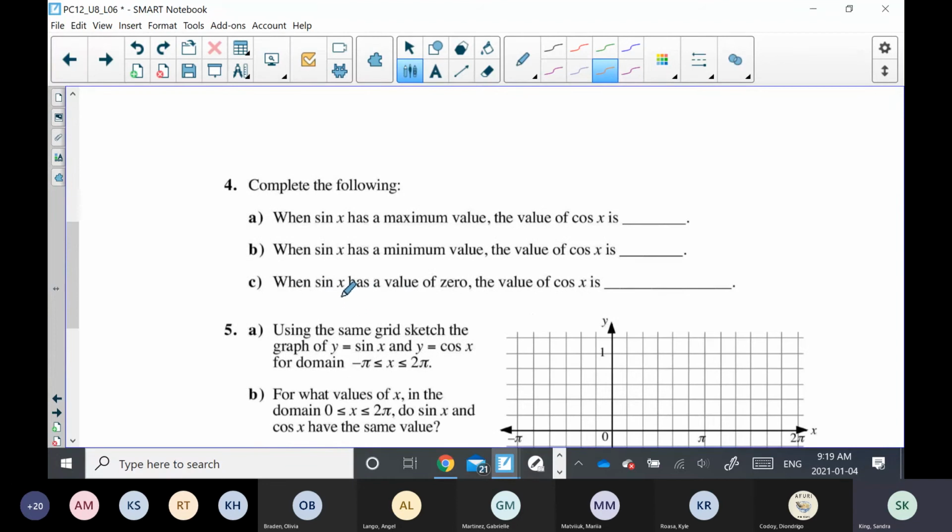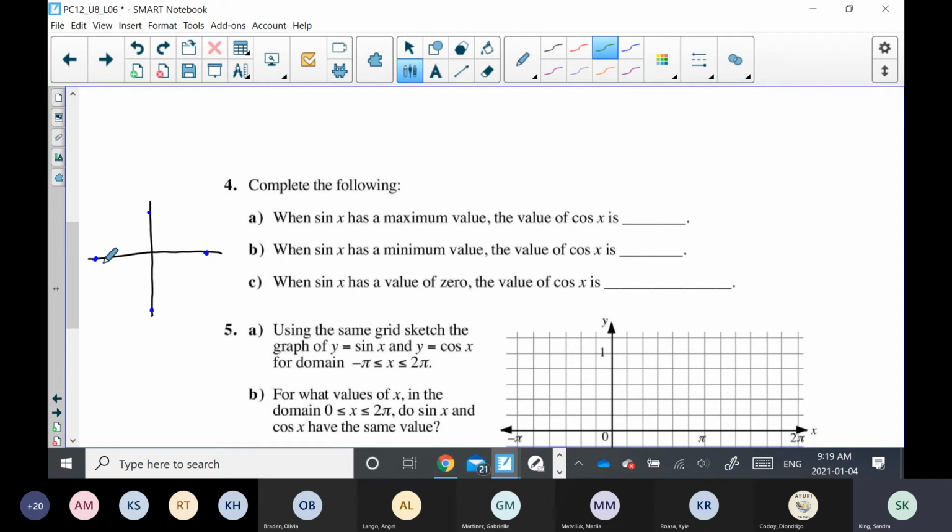Okay, so complete the following. It's talking about, when does sine have a maximum value and what's the value of cos? So what I want you to draw on the left-hand side is that Cartesian plane that we always do, and I want you to do your 4 coordinates. We're going to be drawing this same thing, and like I said, when we get to trig 2, we draw this guy over and over again.